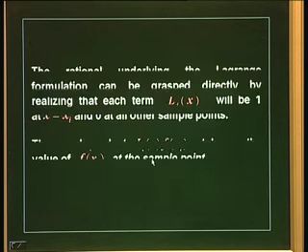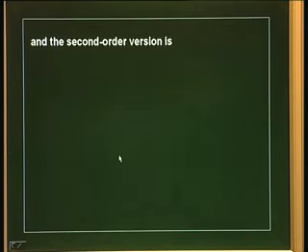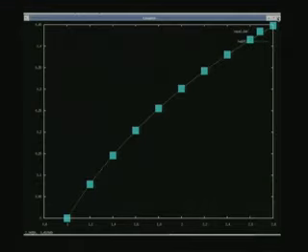The idea being that each Li of x into f of xi will give me the function value at that i. That's the whole idea of this. So we have to again go back and look at the implementation of this particular formula. That's what we will now see.